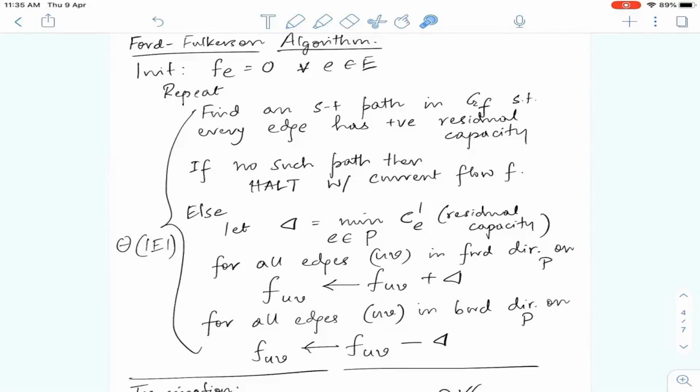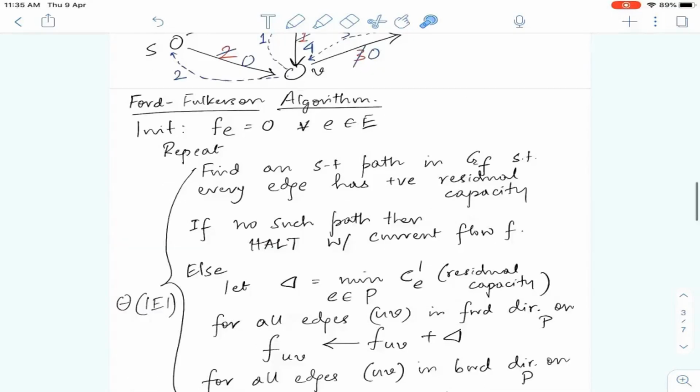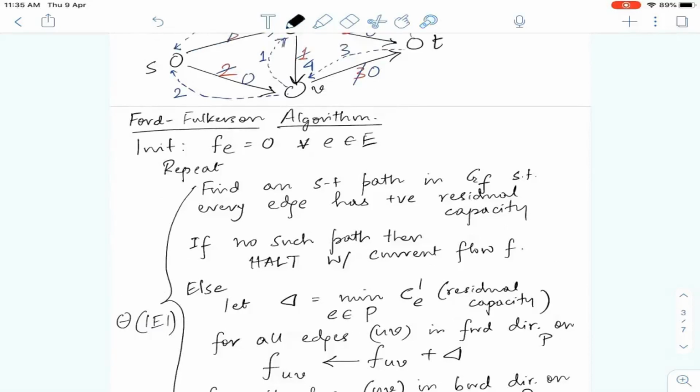So one answer is that, let's say F star is the value of your max flow. So suppose F star is the max flow, equal to the value of the max flow. Remember, we had proved that the value of the flow increases at every iteration.